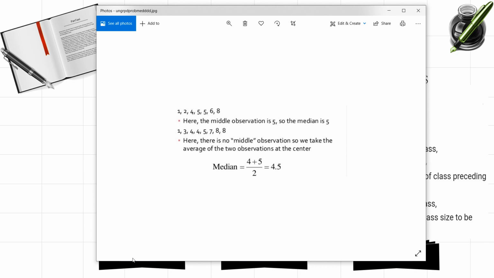If an even number of observations are there, two middle values will be there, right? So here, the average of the two middle values we have to consider, which is (4 plus 5) by 2. And the final answer is 4.5.